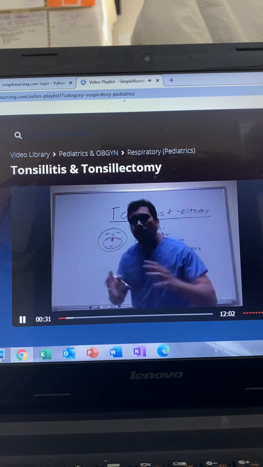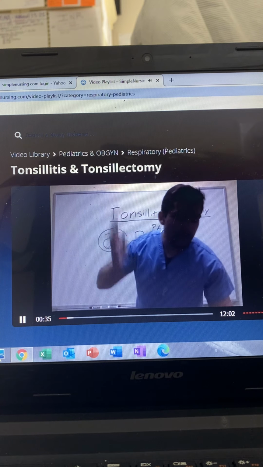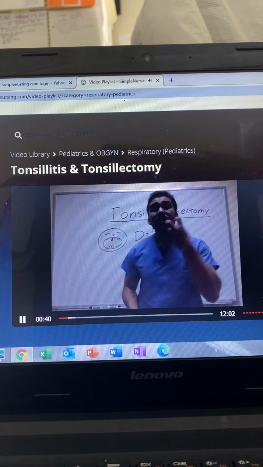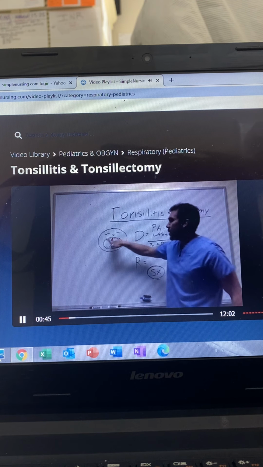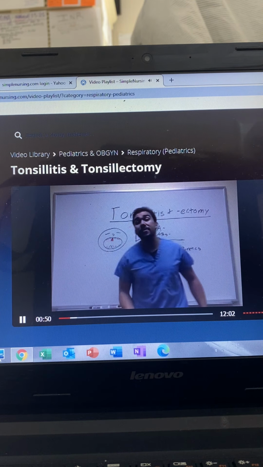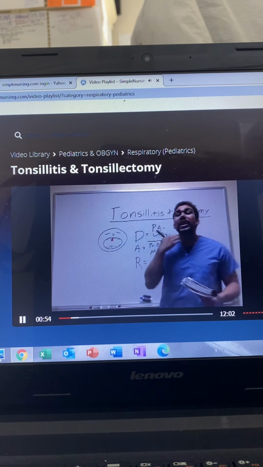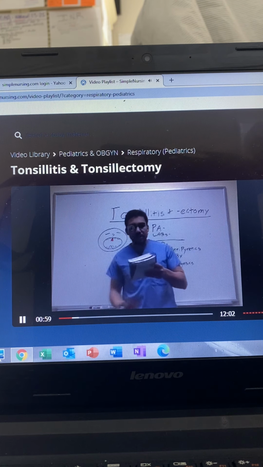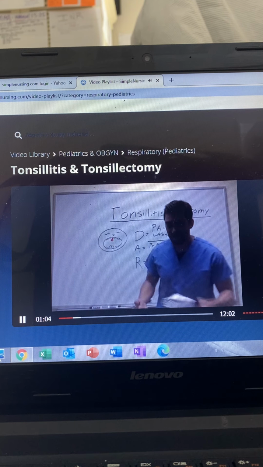So always, always, always start with the pathophysiology. Your tonsils are a part of your lymphatic system. It's very vascular. Your tonsils help protect your body from any type of bacteria or viral infections. They're located in your pharyngeal area, right at the back of your throat, and they help protect your respiratory and your GI tract from any type of bacteria or viral infections.